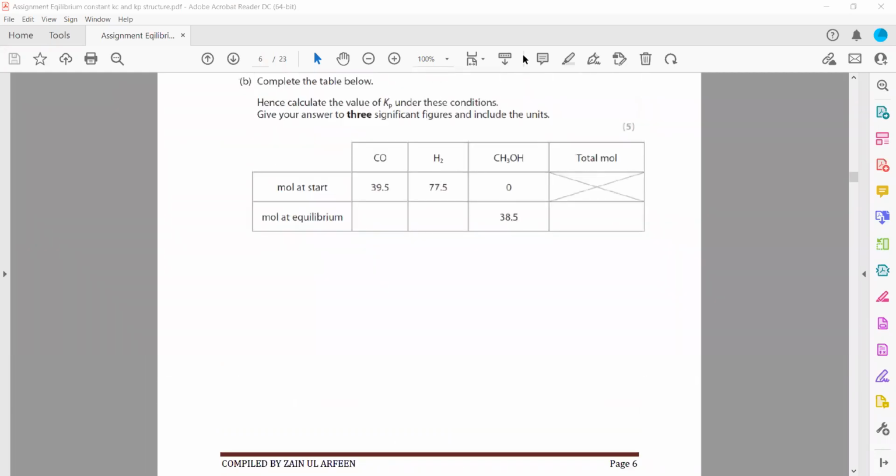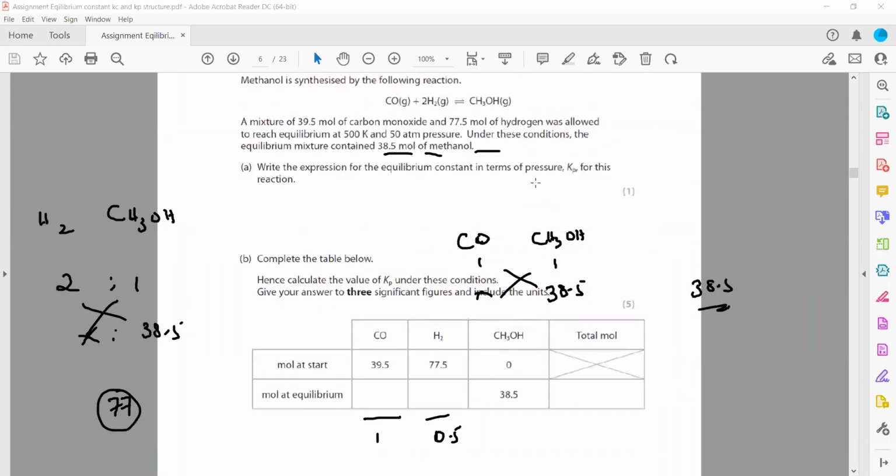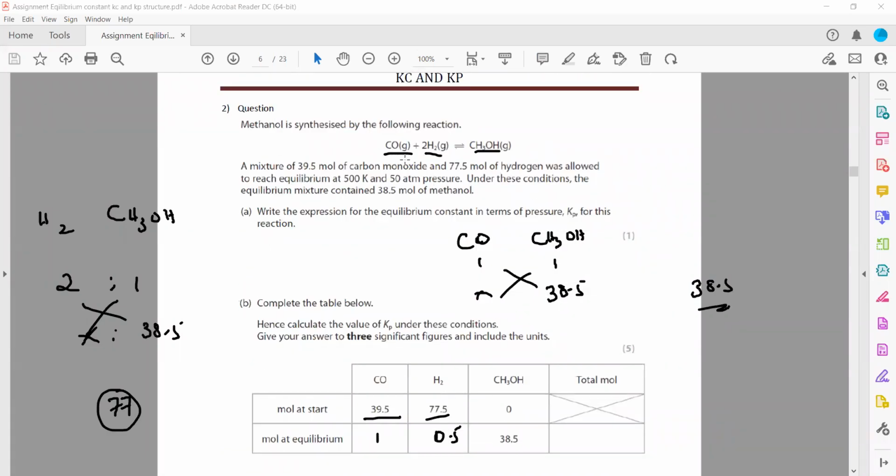Then the last part, that is the total number of moles. So how to get the total moles? We sum: 38.5 plus 1 plus 0.5 is 39, plus 1 makes it 40. So the result will be 40.